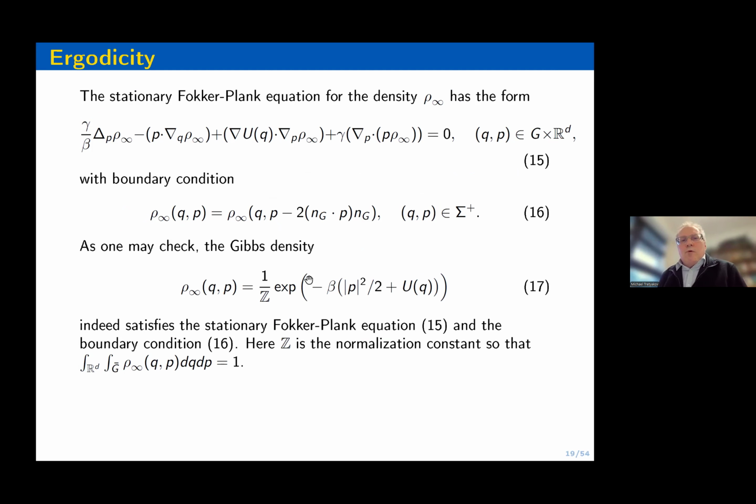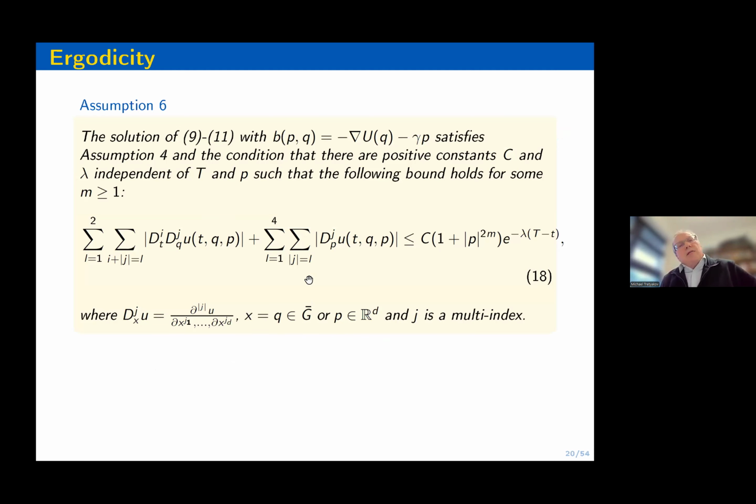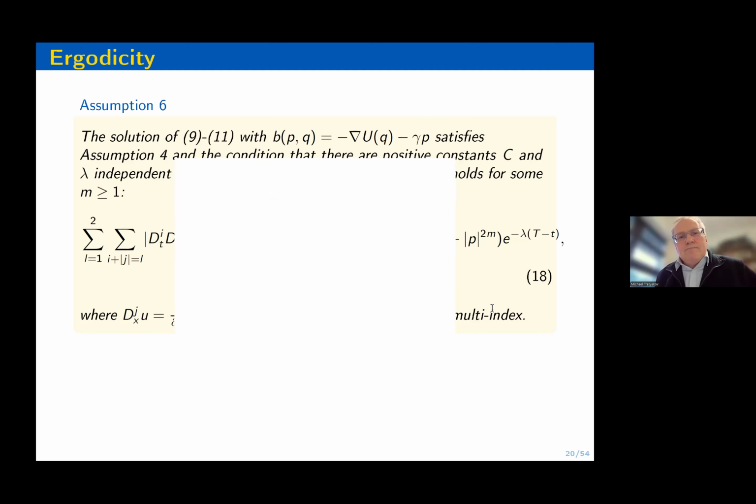For proving convergence in terms of this ergodic limit, we need an extra assumption on the backward Kolmogorov equation, that its derivatives decay exponentially with time, which is a natural assumption.